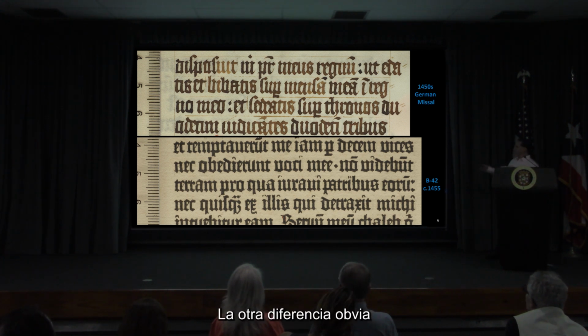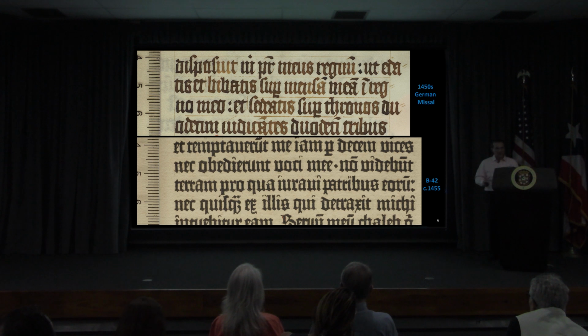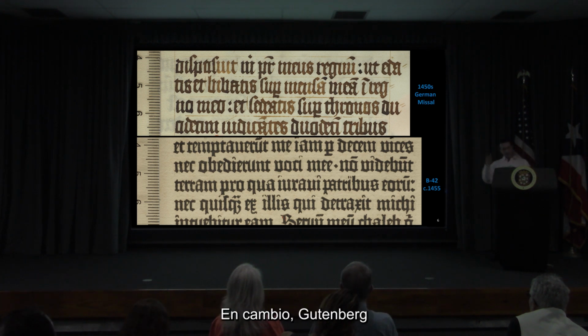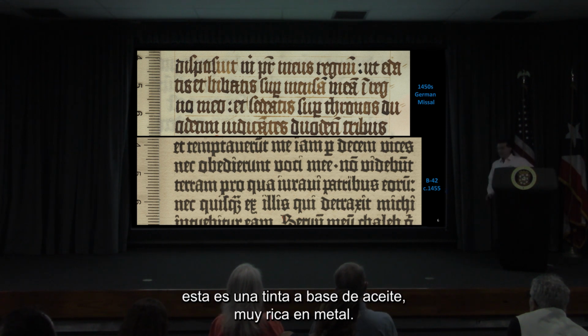The other obvious difference between manuscripts and printed books is the ink. This is a water-based ink that scribes always used. Instead, Gutenberg, and this was one of the key technical inventions of the Gutenberg project, used an oil-based ink, very rich in metal.